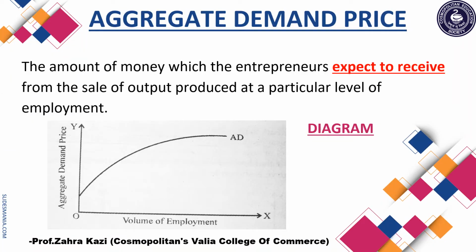The very first determinant is aggregate demand price. So what is aggregate demand price? Aggregate demand price is the amount of money which entrepreneurs expect to receive from the sale of output which is produced at a particular level of employment. So this means that by employing a certain level of workers and by selling a particular product, entrepreneurs expect that a minimum level of money they must receive, that is aggregate demand price.